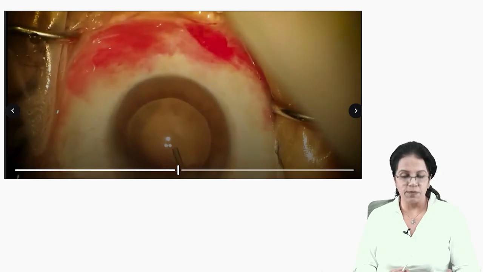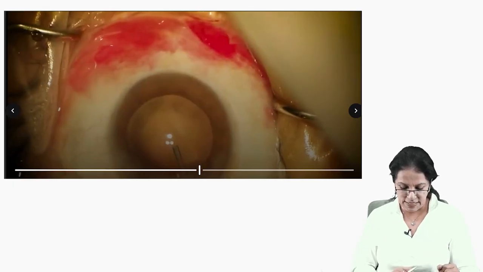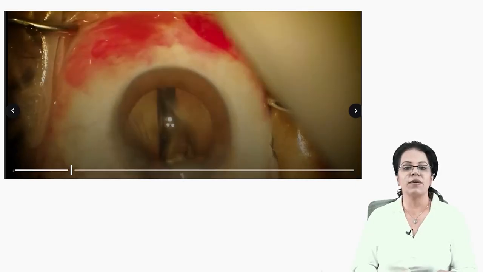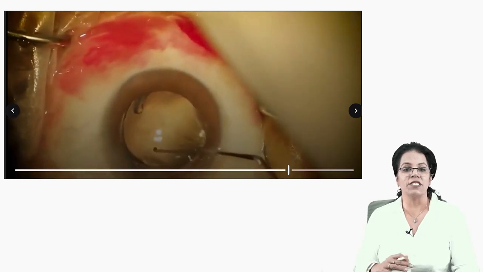Okay, now we try to expand this whole capsular bag with viscoelastic. Why? Because we have to put the intraocular lens into it. So here we are injecting the visco, and this is your intraocular lens which we are implanting inside the capsular bag. It's a foldable lens which unfolds inside.